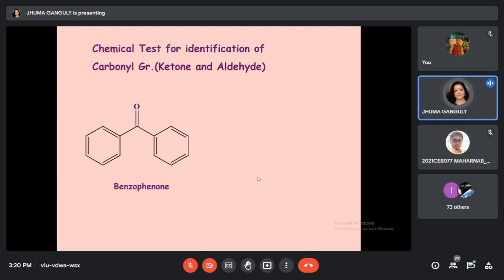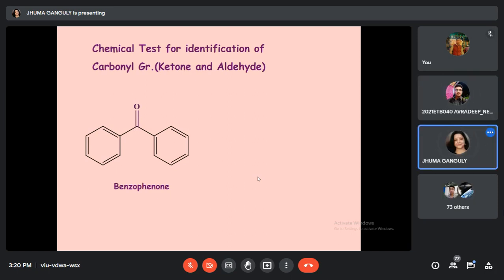So, chemical test for identification of carbonyl group, ketone and aldehyde combined. First we will identify the keto group or aldehyde group at a glance with the reagent. Can you tell me what is the name of this reagent? 2,4-DNP. 2,4-dinitrophenyl hydrazine.